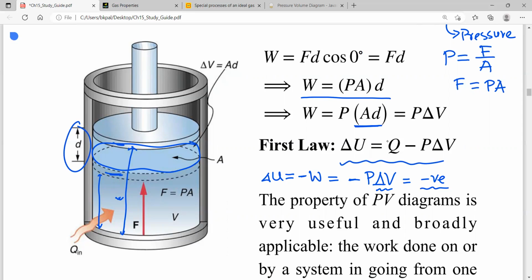On the other hand, when compression happens, compression means delta V is negative. Negative and negative becomes positive. So delta U positive means internal energy increases, and when internal energy increases, T also increases. That's why the temperature in adiabatic compression increases. So that's how.